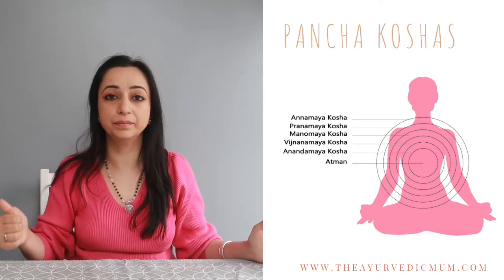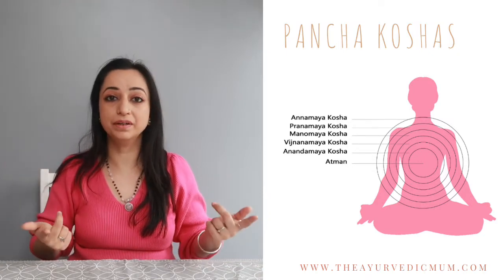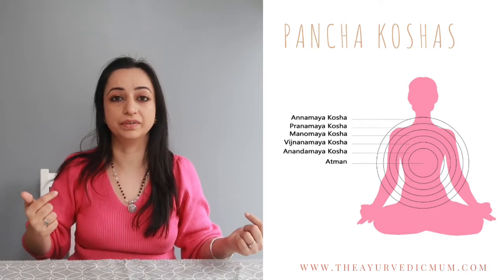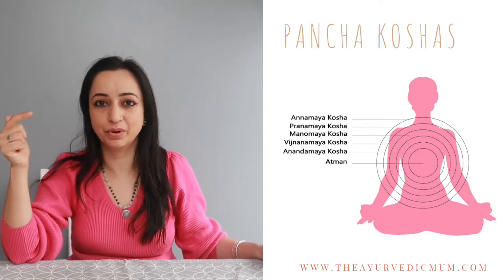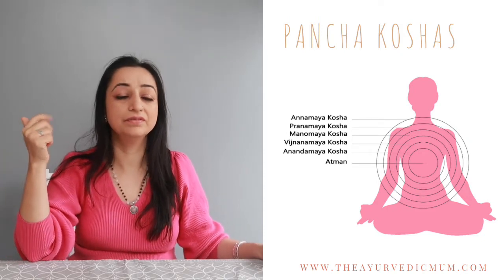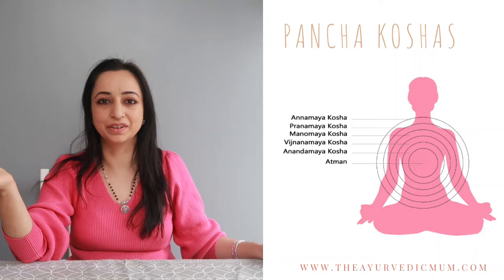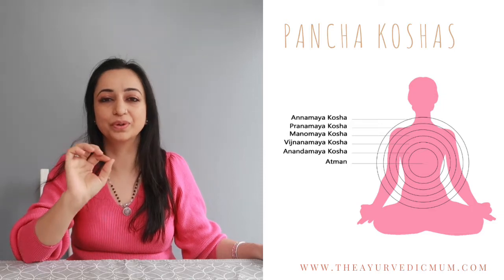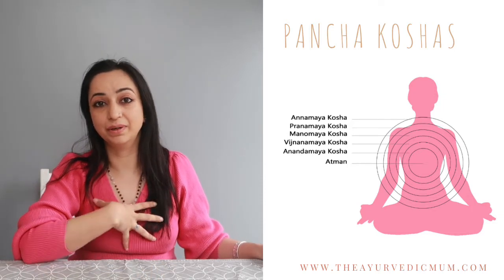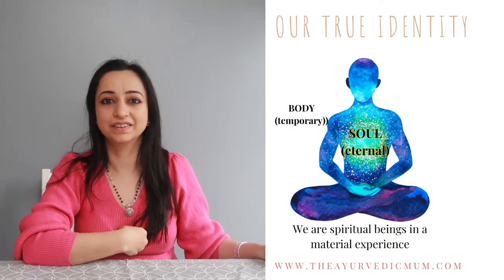So first layer is Annamaya Kosha, and that's the physical body made out of the food we eat. Then we have Pranamaya Kosha, which is the vital or energy body, the body of prana or the life force. And then we have Manomaya Kosha, which is the mental body, so basically our mind. Then Vijnanamaya Kosha, our intellect, our wisdom. And then Anandamaya Kosha, which is the blissful body, where there's only bliss, pure love and joy. And then we have the Atma, which is our soul. And that is the core of our self.